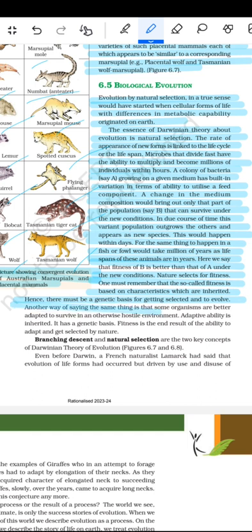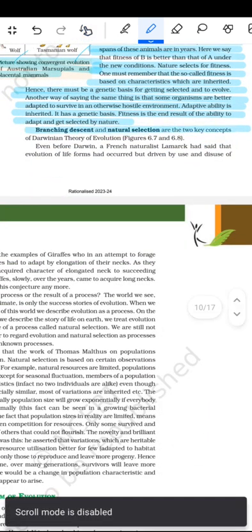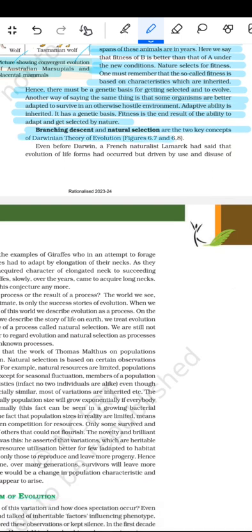Another way of saying the same thing is that some organisms are better adapted to survive in an otherwise hostile environment. Adaptive ability is inherited. It has a genetic basis. Fitness is the end result of the ability to adapt and get selected by nature. फिर कहता है branching descent and natural selection are the two key concepts of Darwinian theory of evolution.